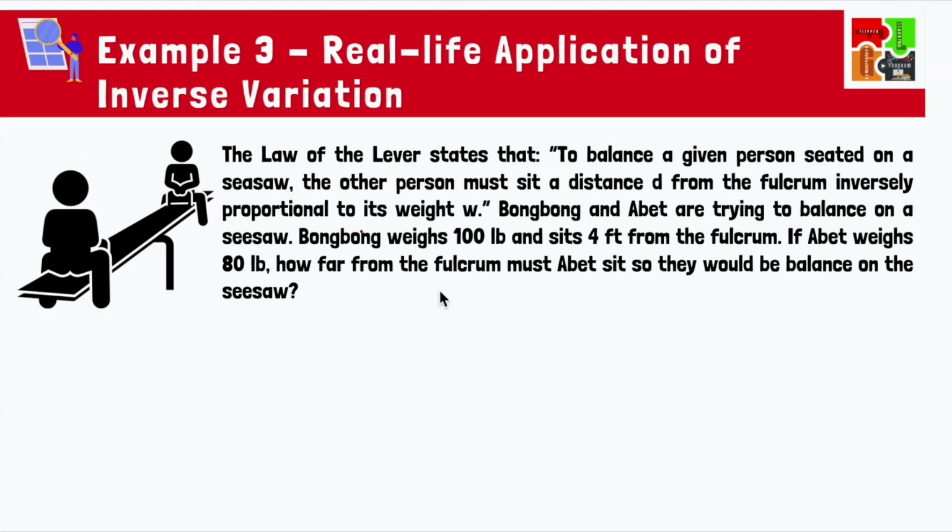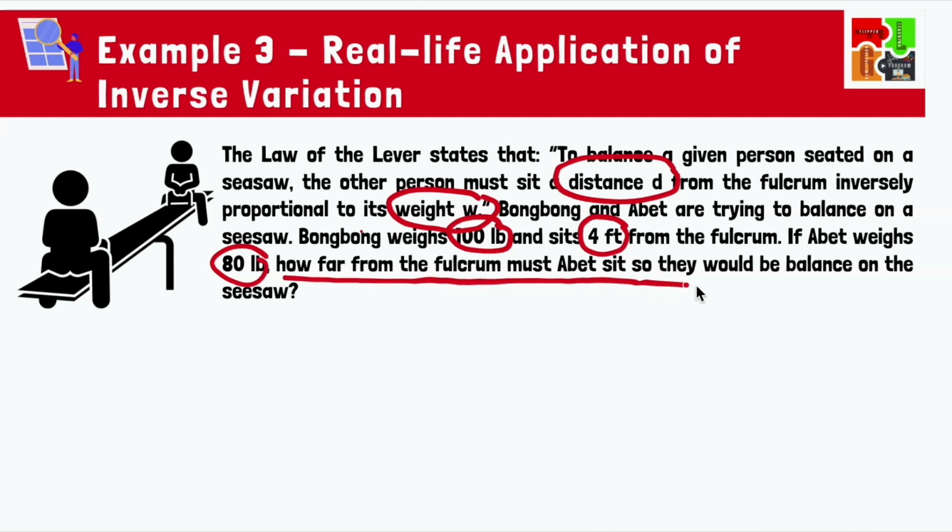So, example number 3, another real-life application of inverse variation. So, the law of the lever states that to balance a given person seated on a seesaw, the other person must sit at distance d. So, this is going to be the first variable we'll be using from the fulcrum inversely proportional to its weight, w. Bongbong and Abet are trying to balance on a seesaw. Bongbong weighs 100 pounds and sits 4 feet. Okay? If Abet weighs 80 pounds, how far from the fulcrum must Abet sit so they would be balanced on a seesaw?